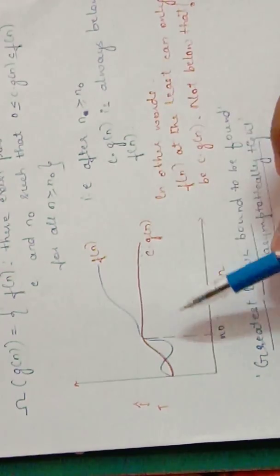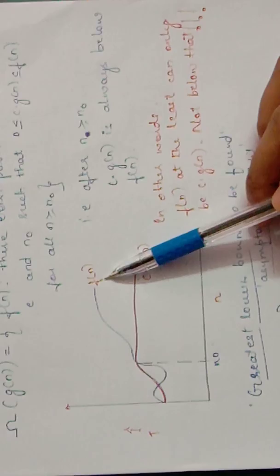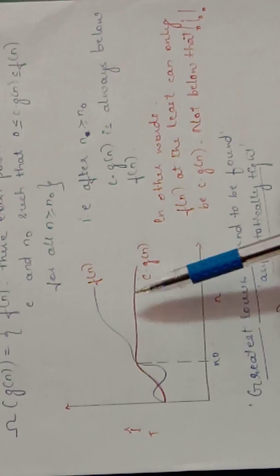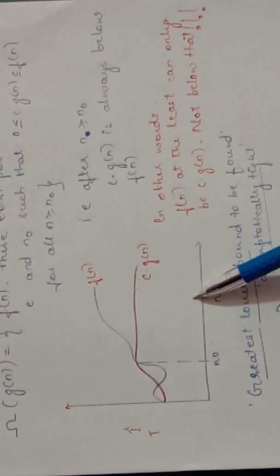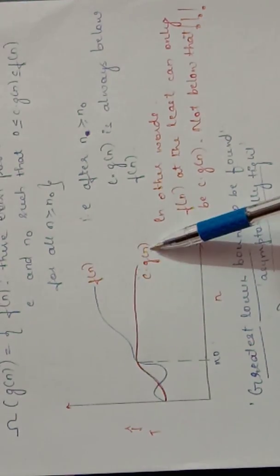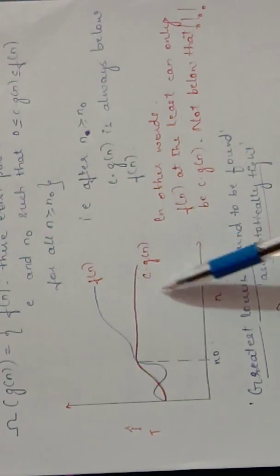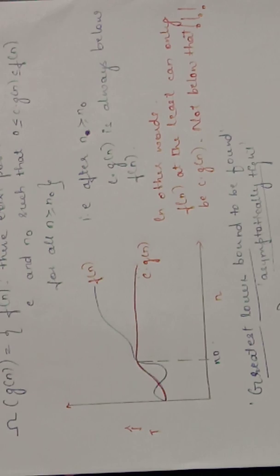That is, for n greater than n naught, the value of c of g of n is always below the value of f of n. So in other words, f of n at the least can only come down to c of g of n. It cannot come below that. So this is giving the best case, that is, the lower bound for your algorithm. Whenever f of n reaches this, it will not be able to go beyond this. So this is the least possible time your f of n can run. Least time in the sense that it is the best case for your algorithm.